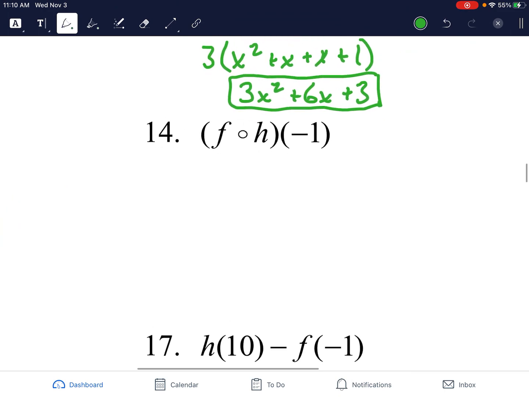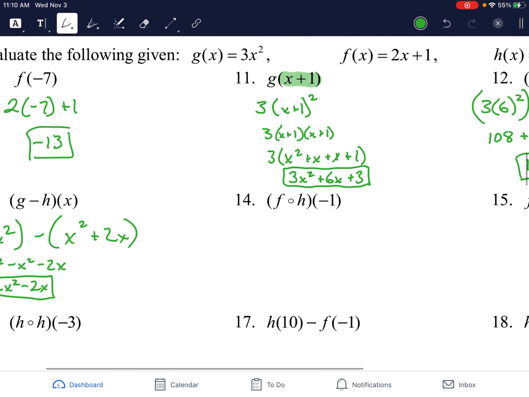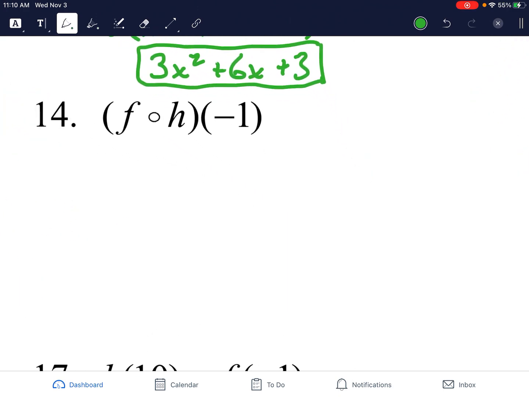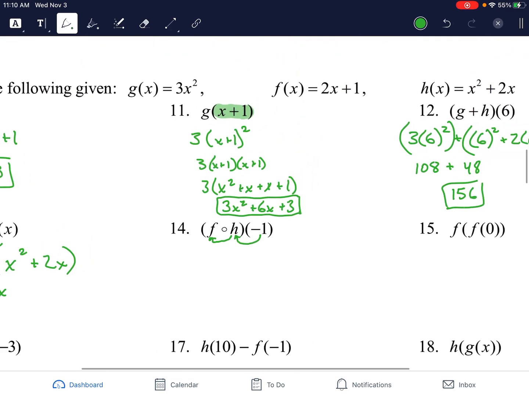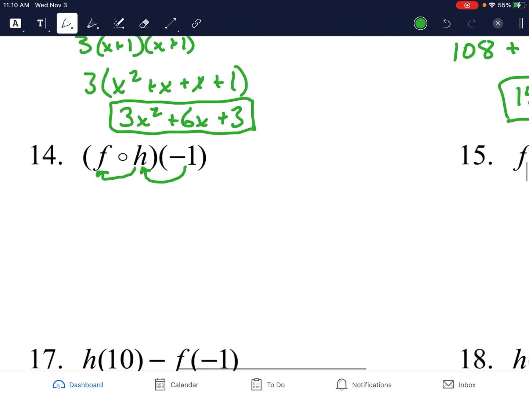Number 14. This is our first of our composite functions. You're putting negative 1 into the h function, figuring out the answer, and then that answer goes into the f function. So let's do the h value first. We have x squared plus 2x, and we're putting negative 1 in for both x's. Now we just simplify. Negative 1 squared is positive 1. And 2 times negative 1 is negative 2. And 1 minus 2 is negative 1.